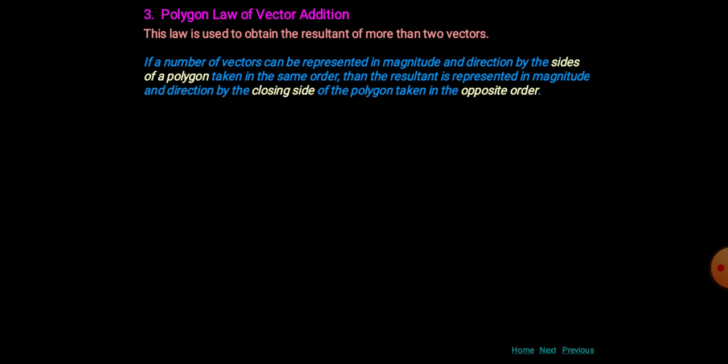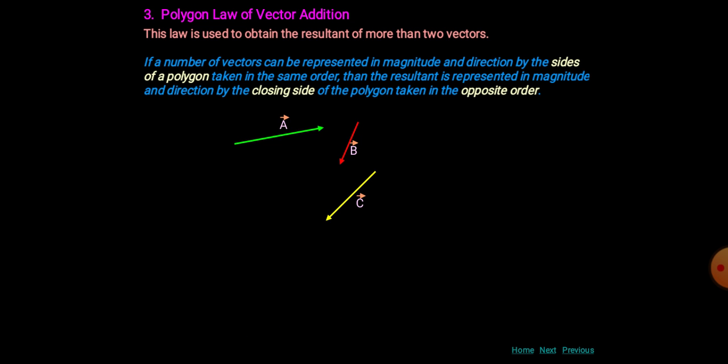Now try to understand the polygon law of vector addition. This type of law we can use to obtain the resultant of more than two vectors. Here, if a number of vectors can be represented in magnitude and direction by the sides of a polygon taken in the same order, then the resultant is represented in magnitude and direction by the closing side of the polygon taken in opposite order. Try to understand here with the help of the figure.